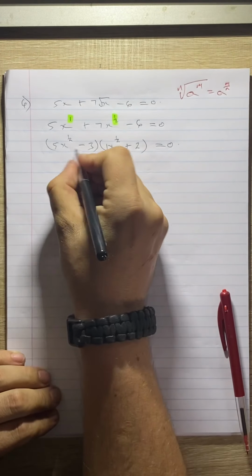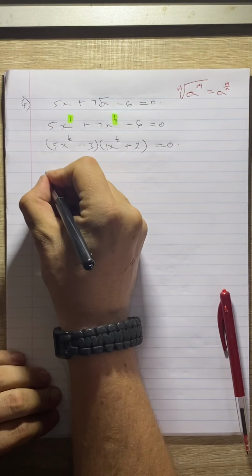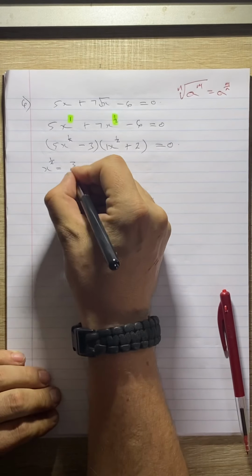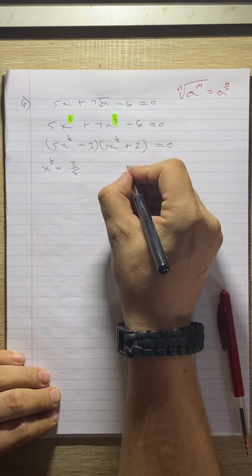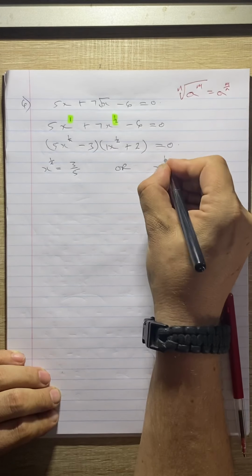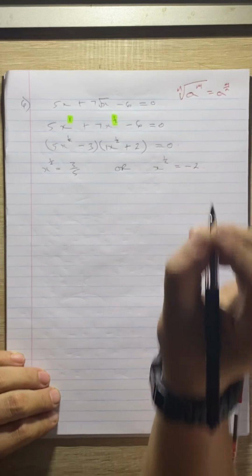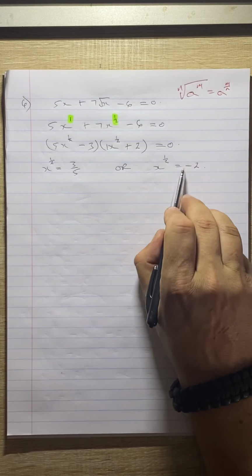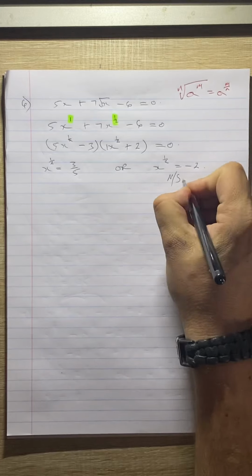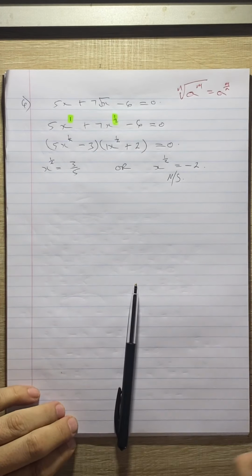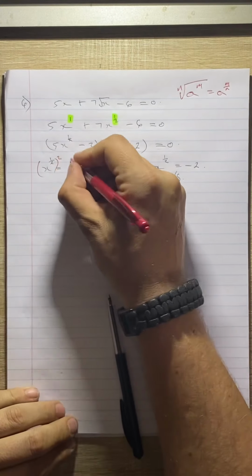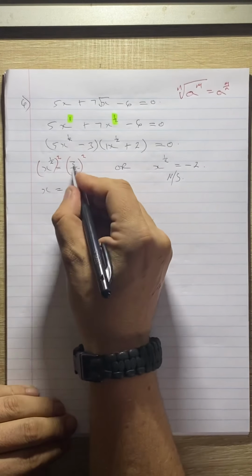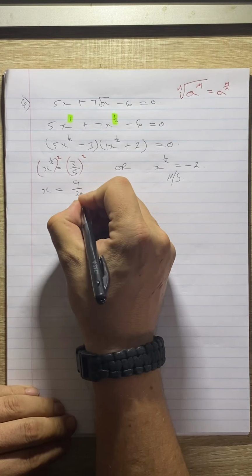Okay, so from this one here, we get x to the half is equal to 3 over 5, or x to the half is equal to minus 2. Okay, so for this one, because we've got this even denominator, cannot be equal to negative, so no solution. The only one we're going to get is this one over here. So I raise this to the power of 2, raise this to the power of 2. Those will cancel, and you get x is equal to 9 over 25.